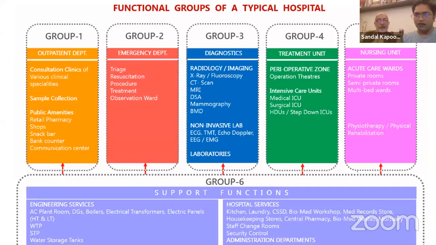Similarly, we have another group for emergency critical services. So we have the emergency department, which will include the triage facilities, resuscitation areas, procedure rooms, treatments, and observation wards. I want to add here, in the emergency department, we have four tracks. So we have medicine and medical disciplines, surgery and surgical disciplines, pediatrics, because only a pediatrician can understand, and OB and gynae.